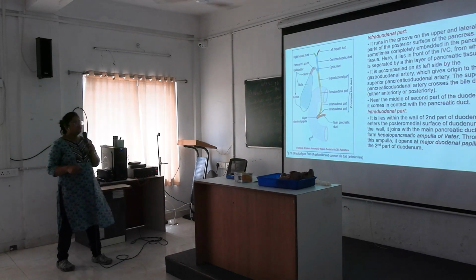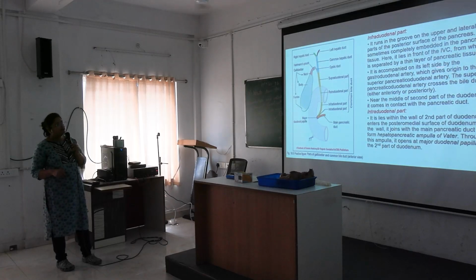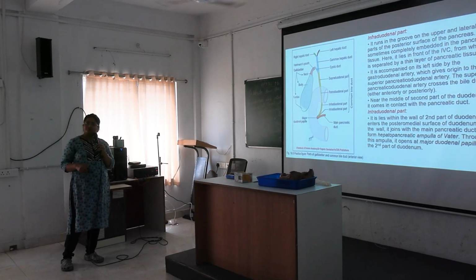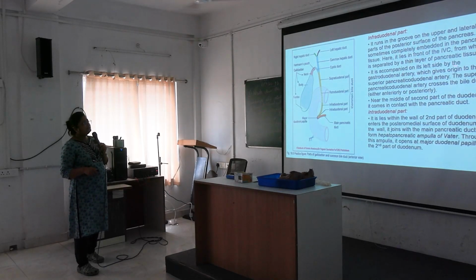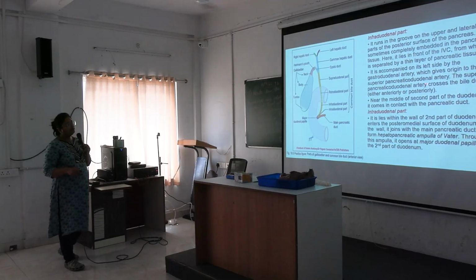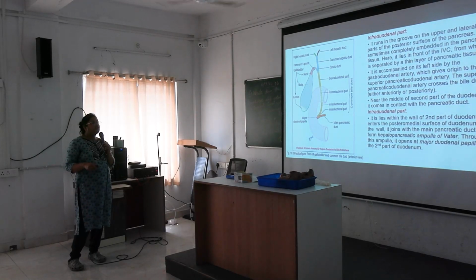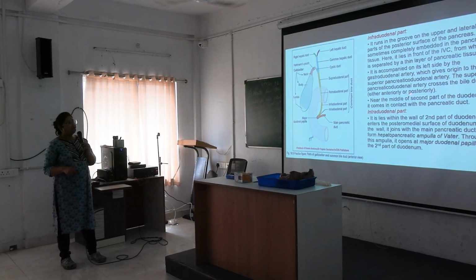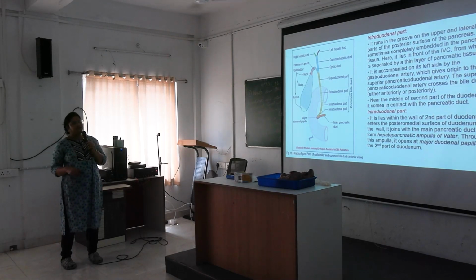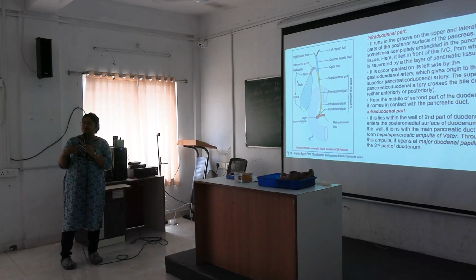Here it lies in front of the inferior vena cava, from which it is separated by a thin layer of pancreatic tissue. It is accompanied on its left side by the gastroduodenal artery, which gives origin to superior pancreaticoduodenal artery. The superior pancreaticoduodenal artery crosses the bile duct either anteriorly or posteriorly. Near the middle of the second part of duodenum, it comes in contact with the pancreatic duct. Then starts the intraduodenal part, when the two ducts are coming together.